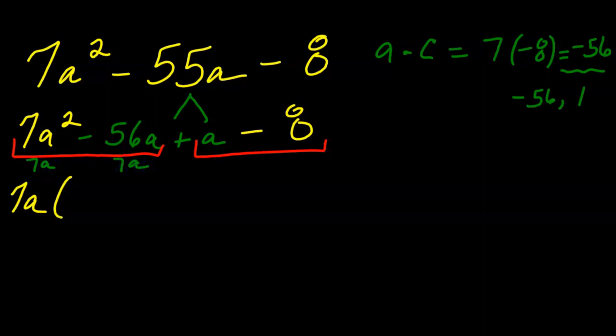Okay, 7a squared divided by 7a gives me an a. -56 divided by 7 is -8. And then my a's are going to cancel off.